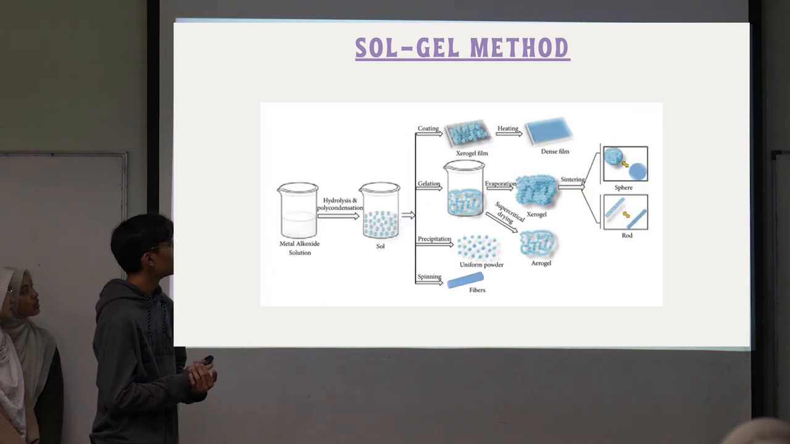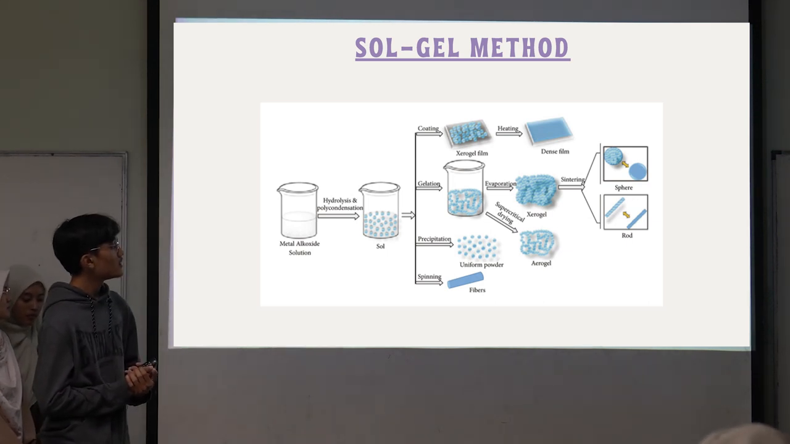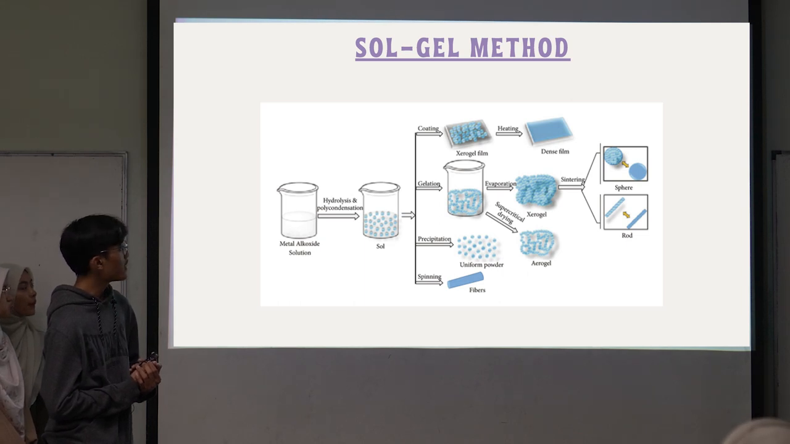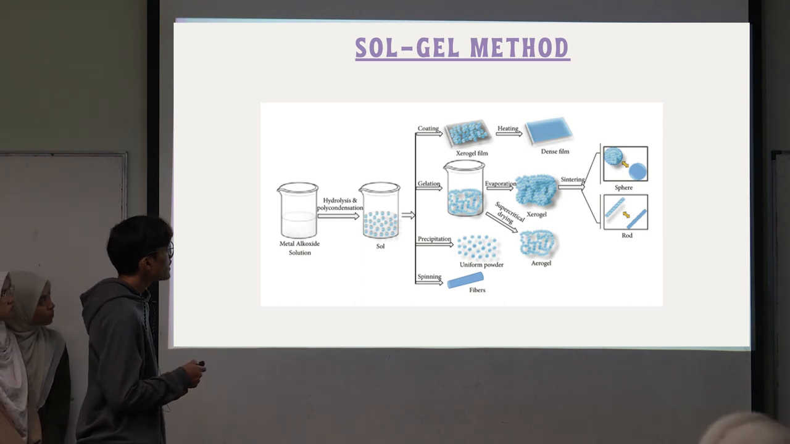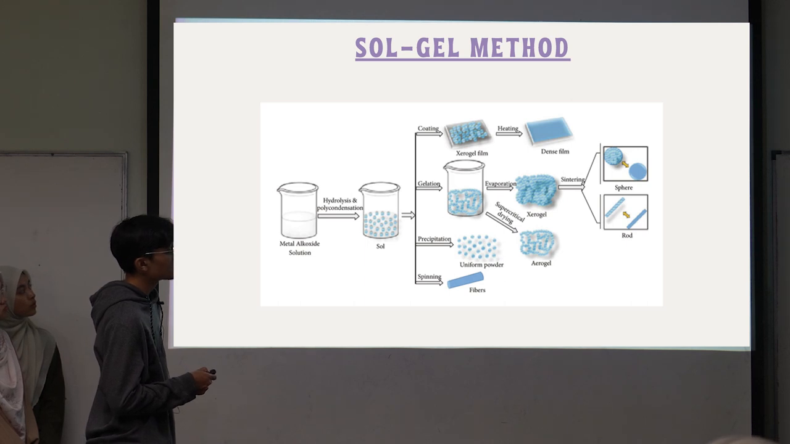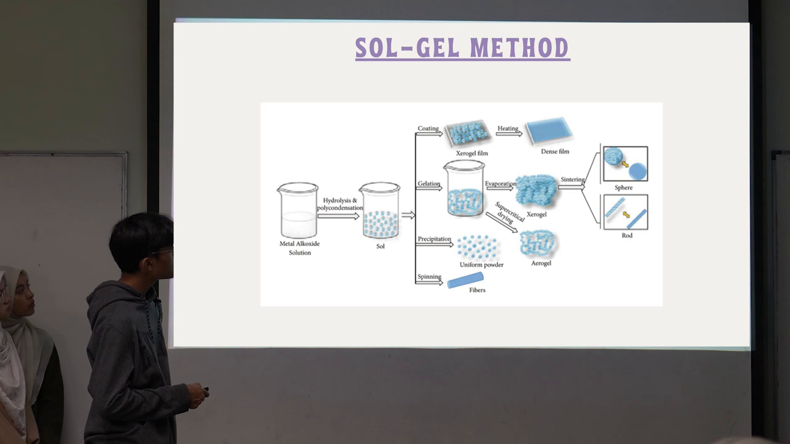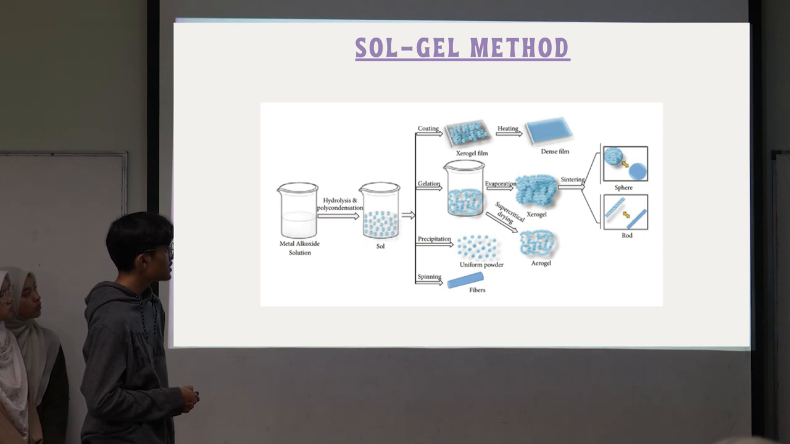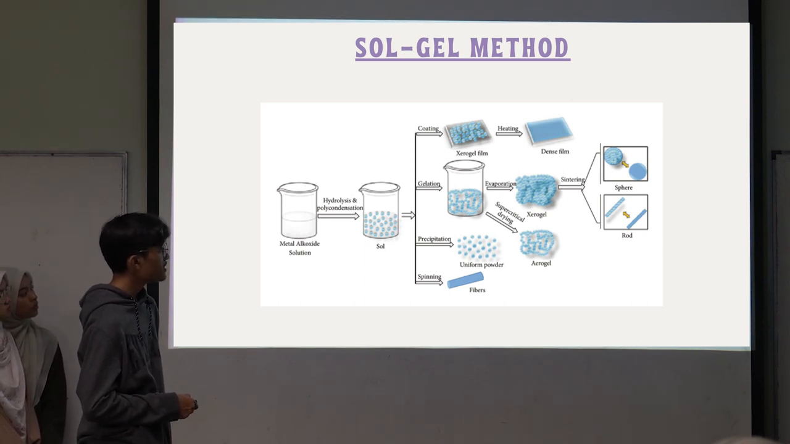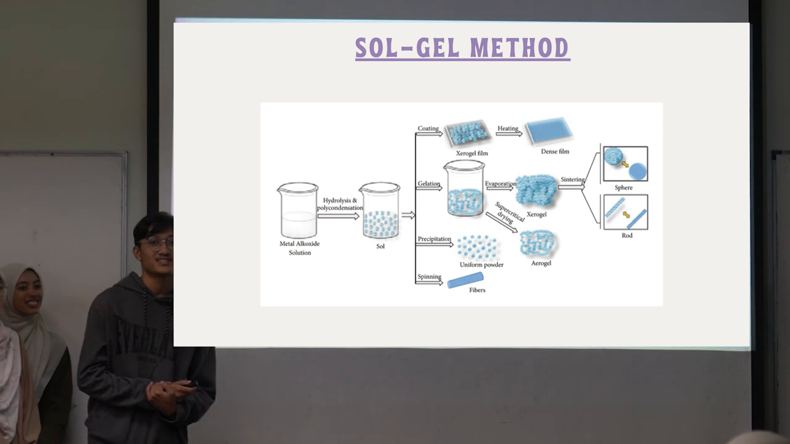So for the last one, it shows the overview of the sol-gel method and the process and the product that we acquired from this process. For example, as you can see here, if we coat the material, it will give us a dense film, and if we do gelation evaporation, it will make a xerogel, and if we do supercritical drying, it will become an aerogel, and if we do precipitation, it will become uniform powder, and if we do spinning, it will become a fiber. Understand, right? I think that's all from us. Thank you.